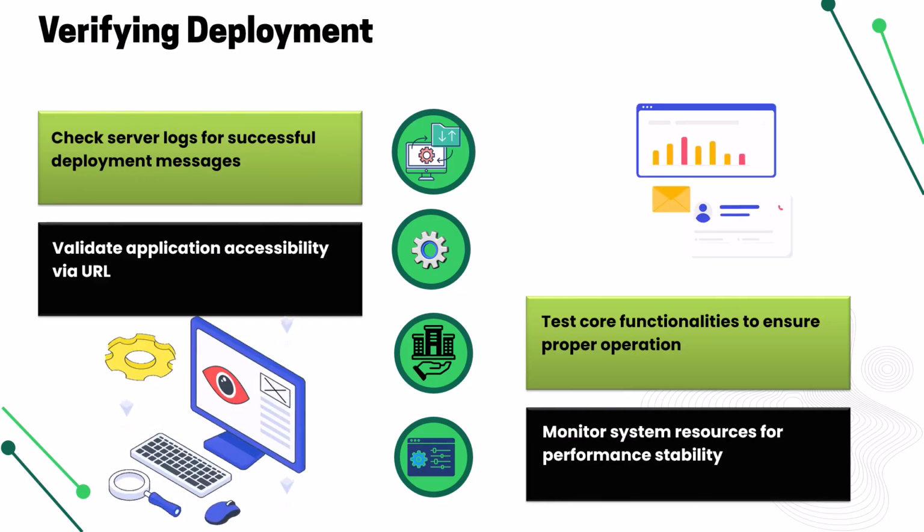Now, the moment of truth. Did our deployment actually work? We check the logs, hoping to see success messages instead of cryptic errors. Then we visit our app's URL, fingers crossed, expecting a smooth launch. Next, we run some tests to ensure our app isn't just sitting pretty but actually working. And finally, we monitor system resources, because an overloaded server is like a tired marathon runner struggling to keep up.